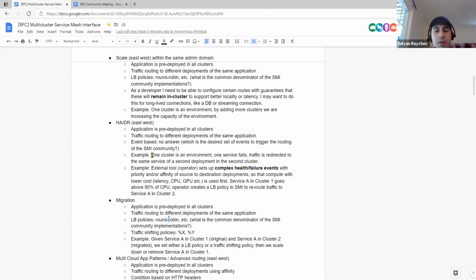As this example states, one cluster is in one environment, some service fails, well, then we can start redirecting the traffic to some other cluster. So now for this, unlike scale, we need to start thinking about a bit more complex health and failure events. While for scale, we believe that it's a bit more trivial or simpler. For high availability or disaster recovery, we need to have some sort of triggers, which will indicate when you start routing traffic to the second DR cluster or heterogeneous payload. And that could be CPU, GPU, latency, unavailability of endpoints. Again, we're still assuming east-west and same admin domain.